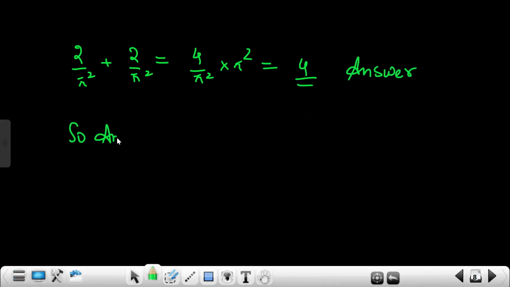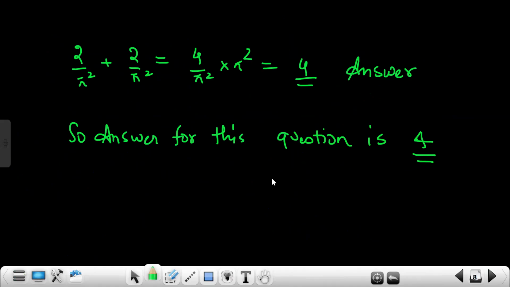So the answer for this question is 4. I hope you understood this question. So please practice these types of questions, which are very conceptually good. And these types of questions are only going to help you. I hope you understood the concept.